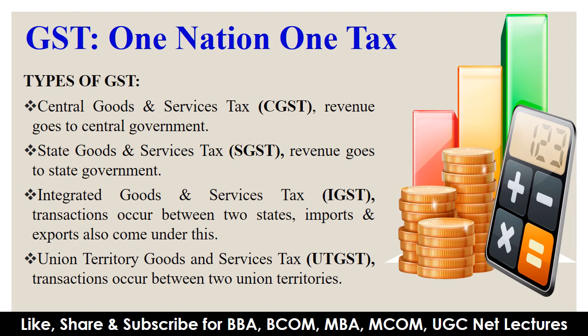And there is also another concept, that is UTGST, where the transactions take place within the union territories. So we will discuss this concept with the help of an example. The GST structure or the types mainly depends upon the interstate transaction or the intrastate transactions of various goods and services. So we will discuss this in detail.